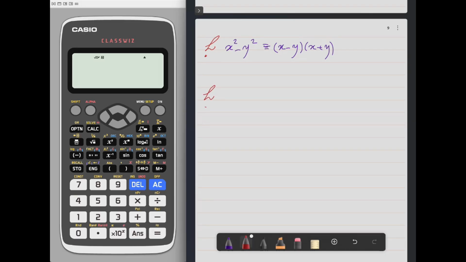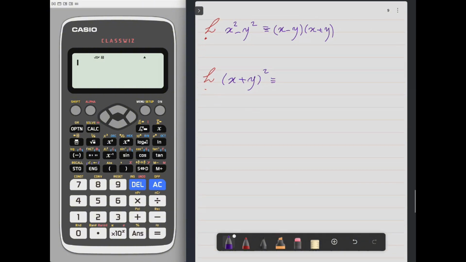As for the second one, you have x plus y squared, which is always going to be equal to x squared plus 2xy plus y squared. Next one, x minus y squared, which is going to be equal to x squared minus 2xy plus y squared. These results can simply be worked out by doing the expansion of brackets.